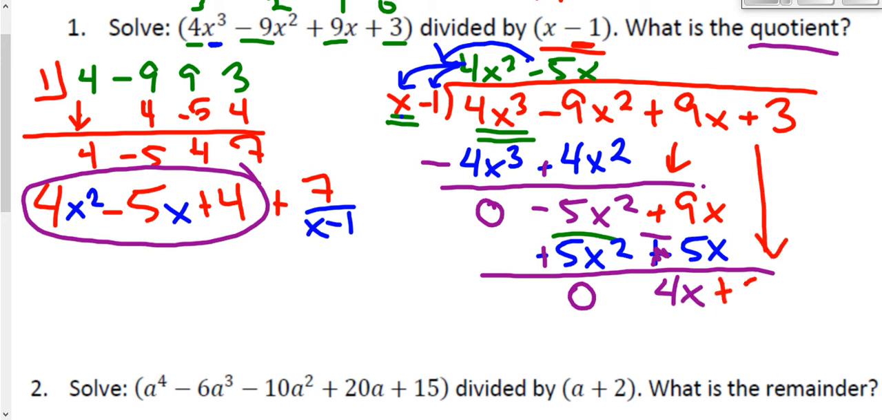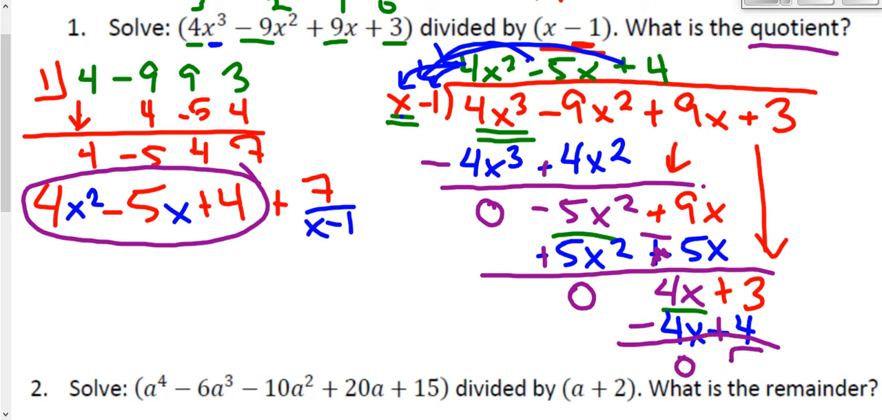Bring down my plus 3, and we will ask ourselves, what do I have to do to x to turn it into 4x? I must multiply it by positive 4. We'll distribute that to what's in the front here. We end up with 4x minus 4. We can change all of our signs, minus and plus, and then add up and down. 3 plus 4 is 7. And you'll notice what we end up with is 4x squared minus 5x plus 4, right here. That's exactly what we got right here.